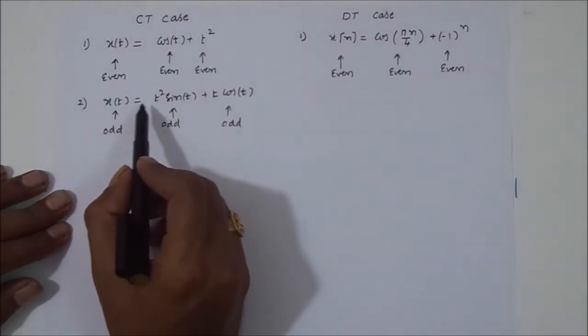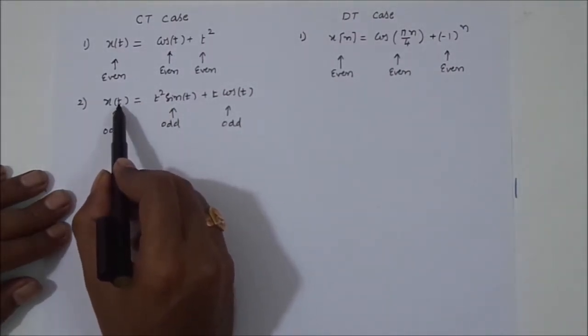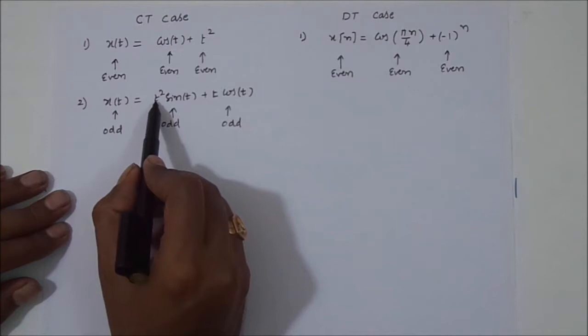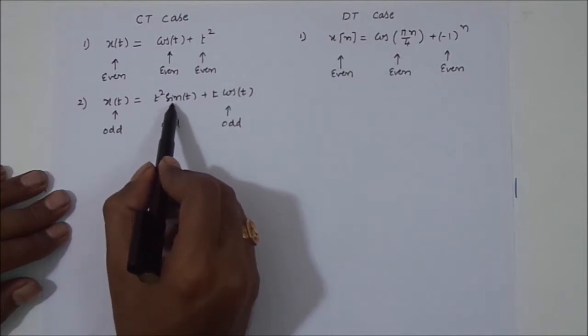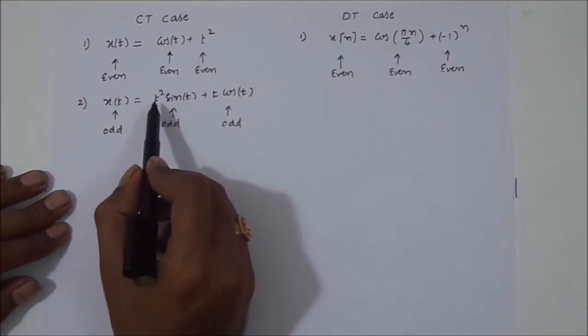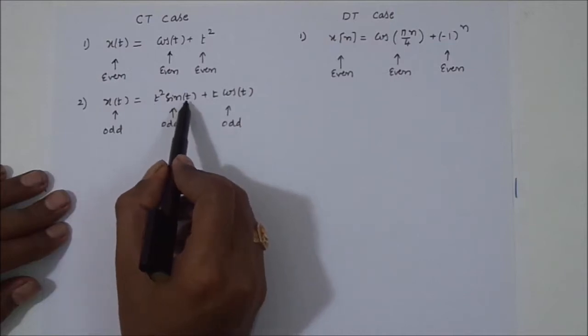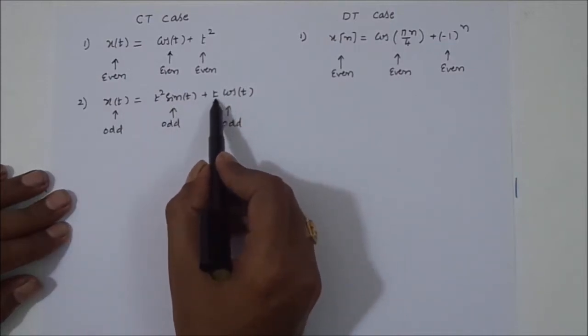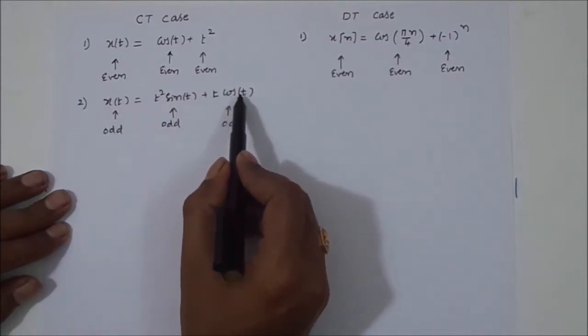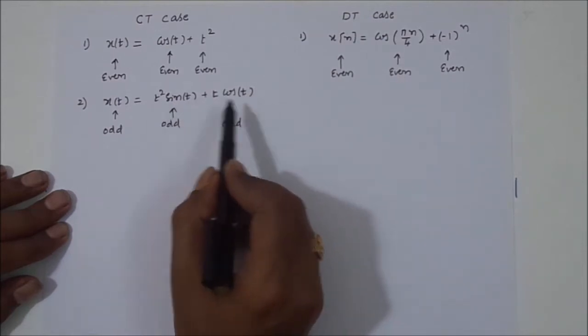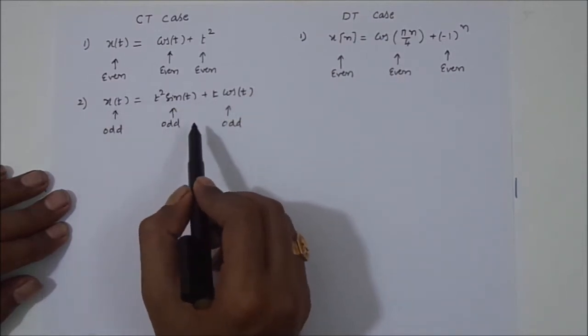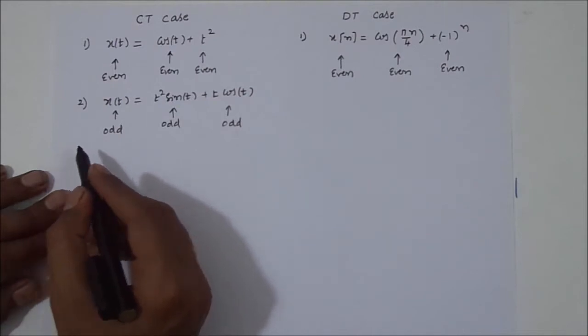You can directly prove it. How do you prove that? Again replace t with minus t. What do we get? Minus t whole square is t square, into sine of minus t, which is minus sin t. So I get minus t square sin t here. Again, if you replace t with minus t, what do we get? Minus t cos of minus t, which is cos t. So obviously you will get x of minus t equal to minus x of t, which is an odd signal.